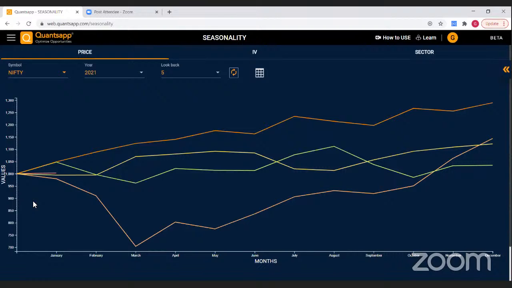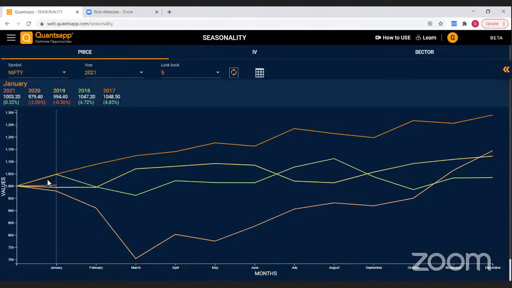If I want to see how Nifty has behaved season to season in the past, we are analyzing it here. 2020 will always remain an outlier, because a lot of things happened. We saw the decline, then we saw the rising. So I usually keep 2020 as an outlier, but that depends on the person.